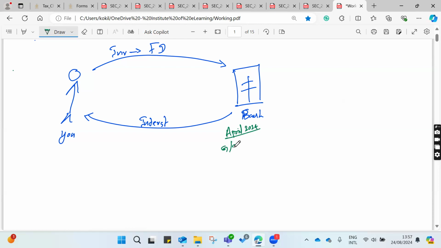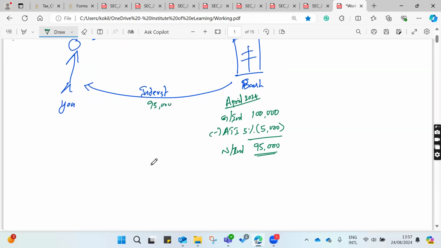you are getting gross interest of 100,000, and the bank will deduct advance income tax at 5%. How much? It's 5,000. Then you will get exactly 95,000 as net interest. Will you get only this 95,000?